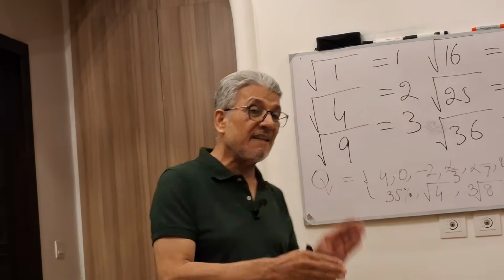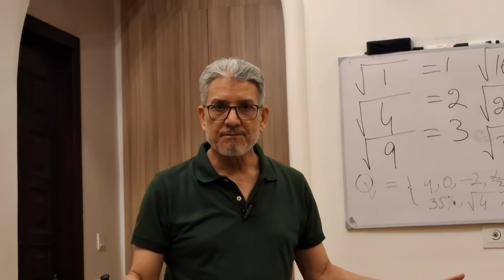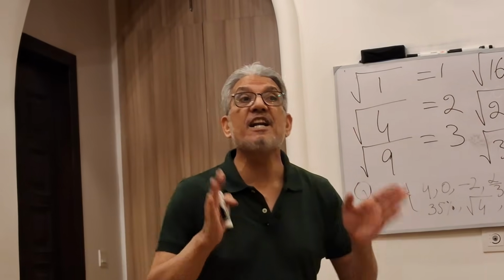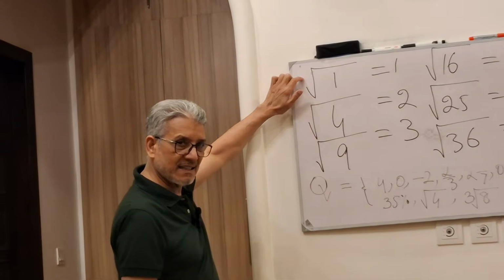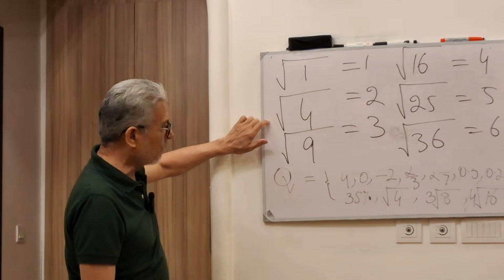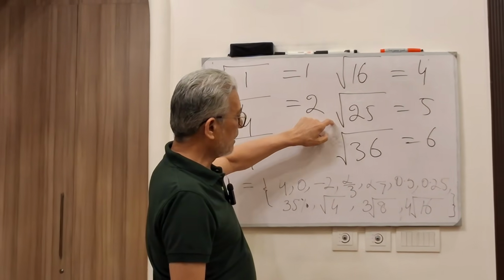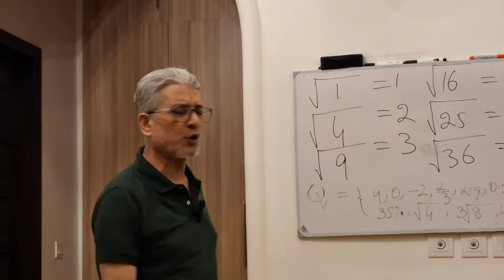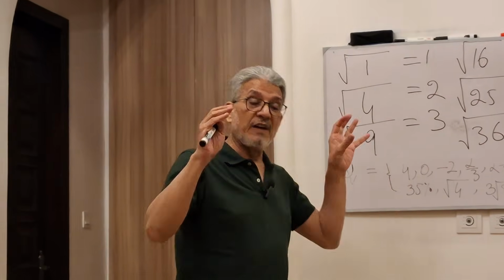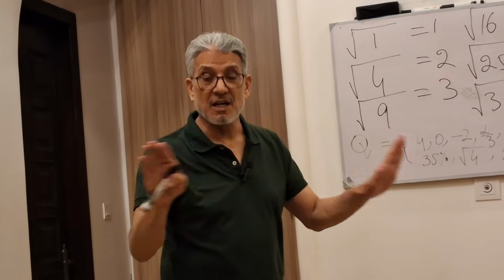So when a number is multiplied by itself, the product you get is a perfect square. So for all perfect squares, when you take the square root of those perfect squares, they are rational numbers. Square root of 1 is a rational number. Square root of 4 is a rational number. Square root of 9 is a rational number. Square root of 16 is a rational number. Square root of 25, square root of 36, 49, 64, 81, 100, 121, 144. They are perfect squares. So when you take the square root of the perfect squares, they become rational numbers.